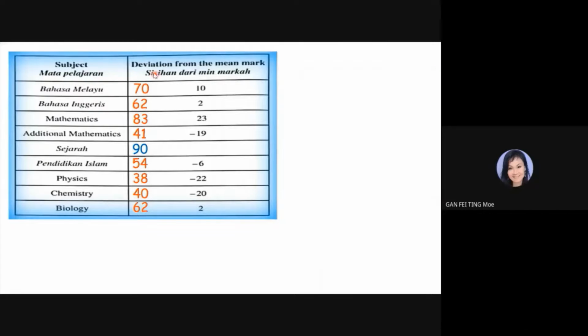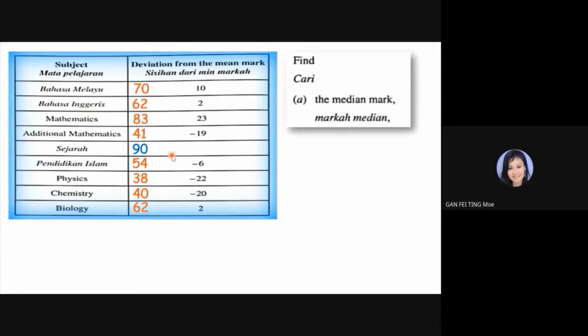So once this is done, what do you do? You arrange the marks. The question is asking you for the median. So what are the steps to get the median? First, you need to arrange your data in either descending or ascending order, up to you. I decided to arrange from smaller value to bigger value, so ascending. Make sure that there are 9 subjects: 2, 4, 6, 8, 9. So who is in the center? Tell me what the median is here. I want to see who is the fastest to give me the answer. What is your median?